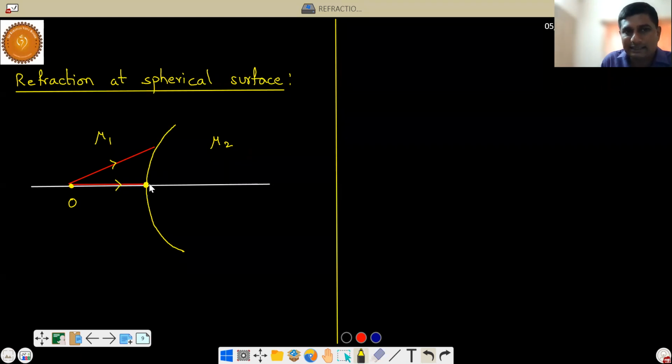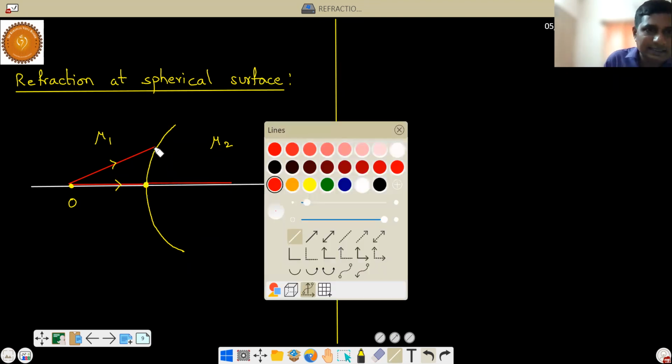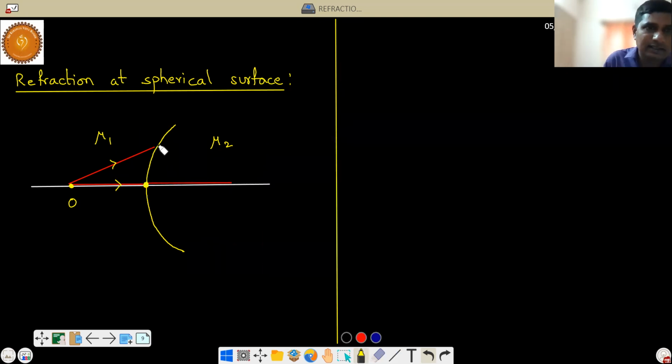Now the ray will travel as it is. That means here the angle of refraction will be 0, so it will go like this only. Now this ray is incident here, and this ray is incident here. Now we have to draw a normal.